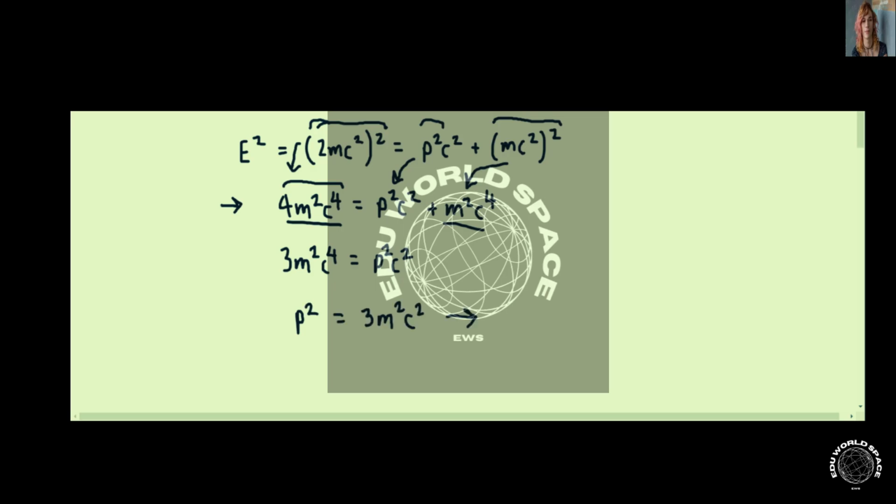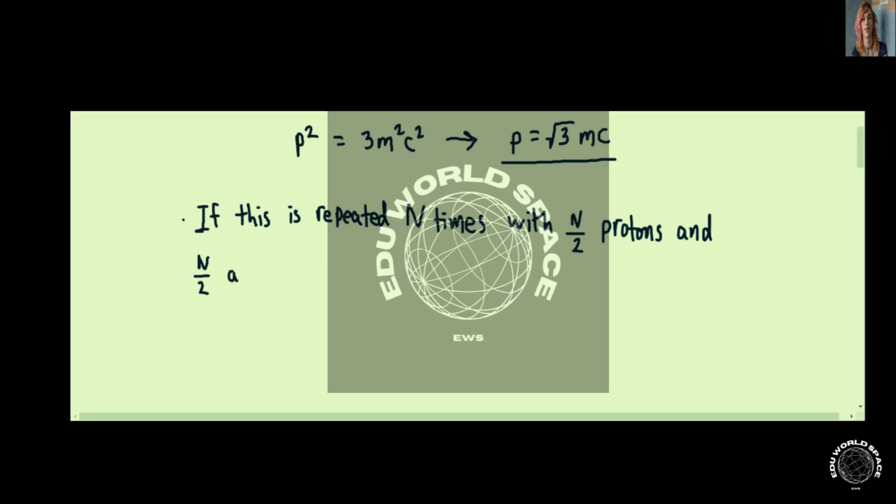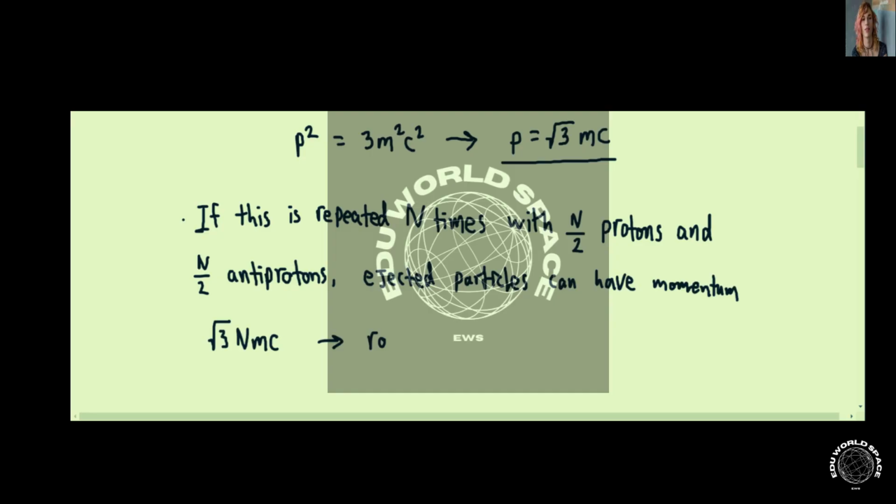which means that the square of the momentum is equal to 3m squared c squared. We can take the square root, and we get the momentum of this particle is equal to the square root of 3 times mc. So if this process is repeated n times, because we have n over 2 protons and n over 2 antiprotons, then the ejected particles can then have momentum of square root of 3 times n mc. That's how much momentum they could have.